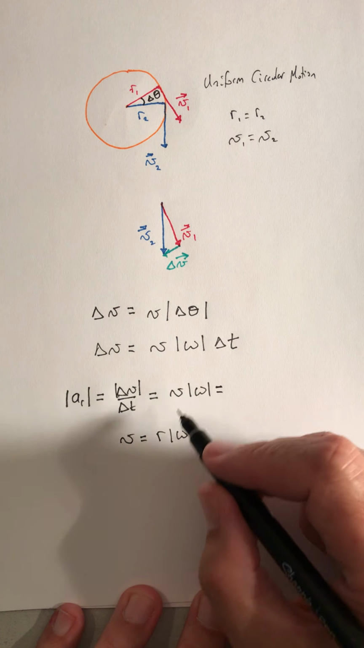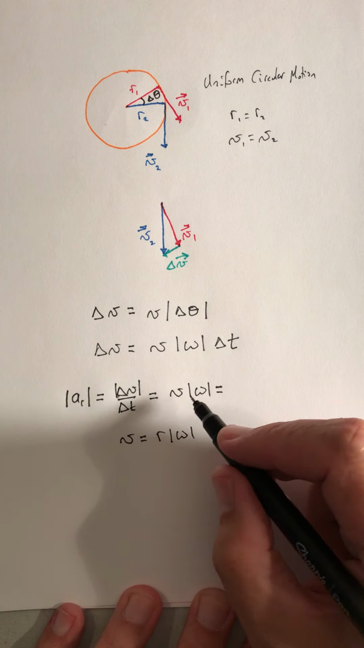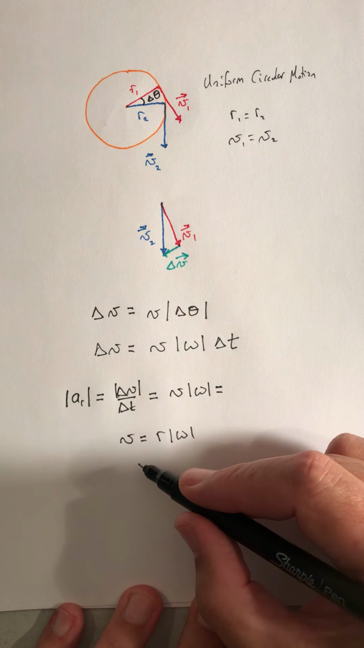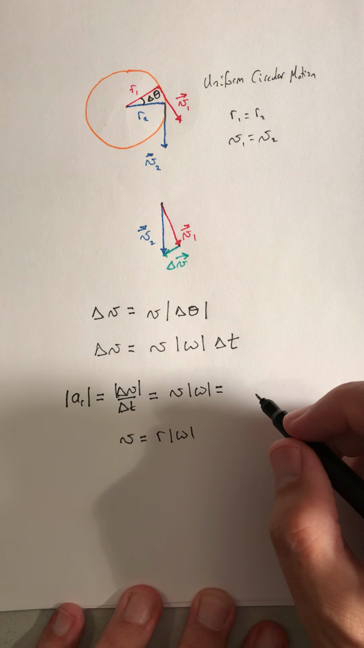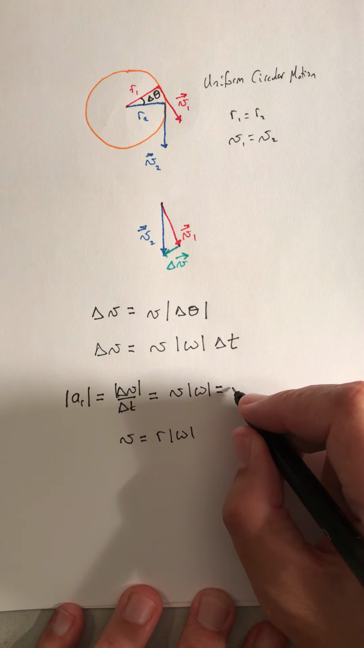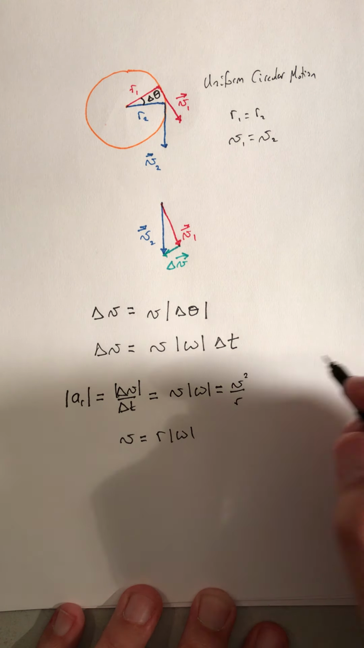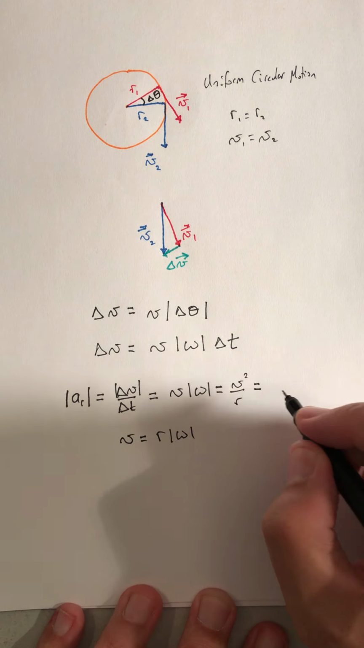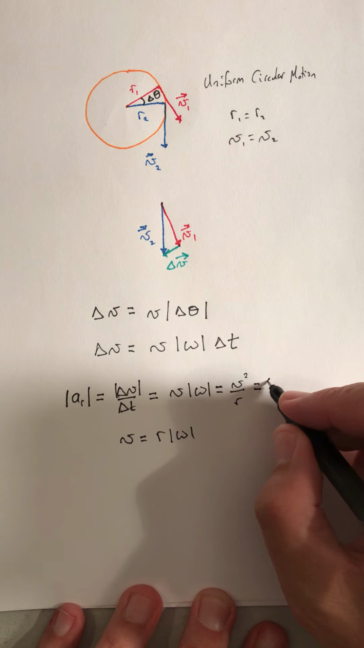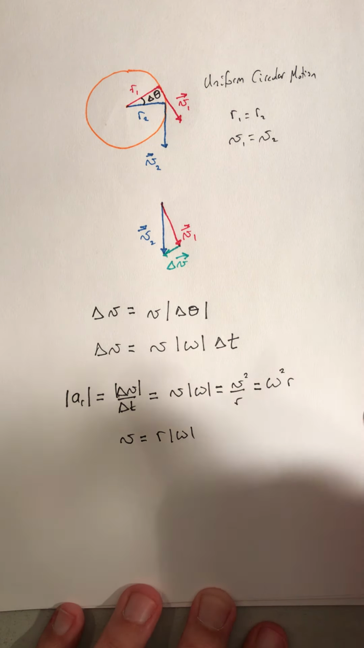So I have these relations in terms of three different variables. I can rewrite this a few different ways. I can rewrite the radial acceleration as v squared over r. I could also rewrite it as omega squared r.